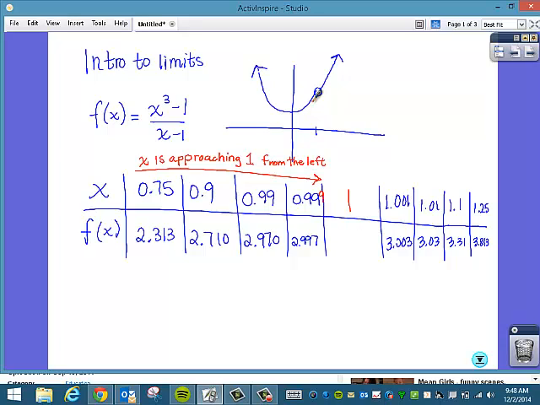Over here, from the right, our numbers are getting smaller: 1.25, 1.1, 1.01, 1.001. So we're getting closer and closer to 1. x is approaching 1 from the right.